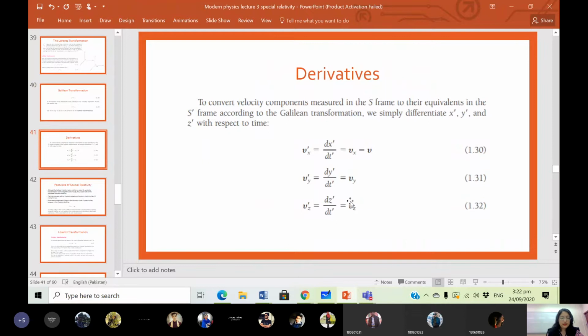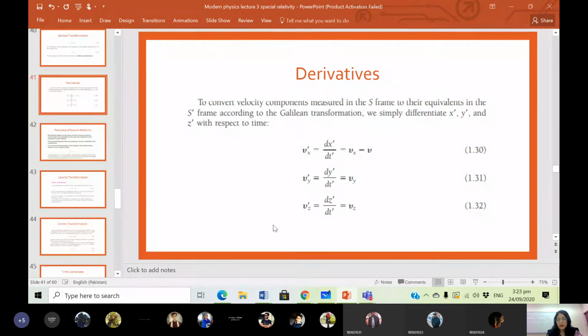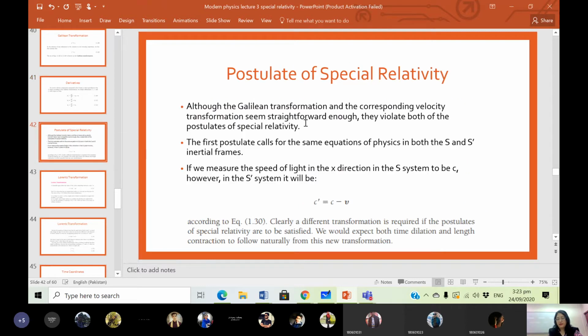So this is the Galilean transformation and the Galilean addition of velocities, as seen from a different reference frame, another frame. So this is the Galilean addition of velocities, and later we will see that the Lorentz addition of velocities is very different. So, according to special relativity, Galilean transformation and the corresponding velocity seems straightforward.